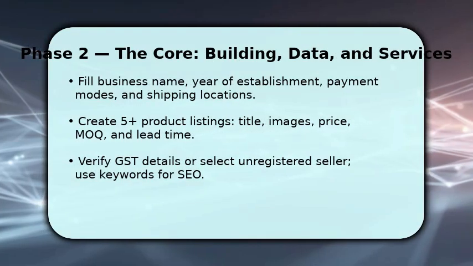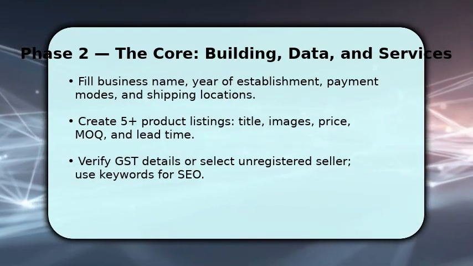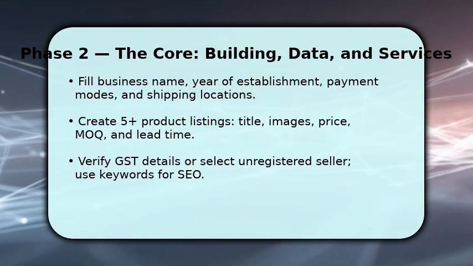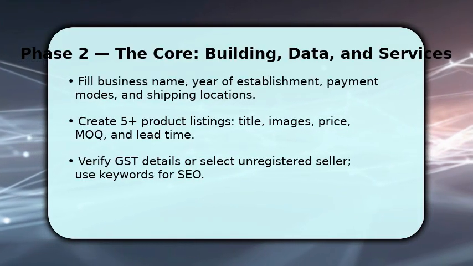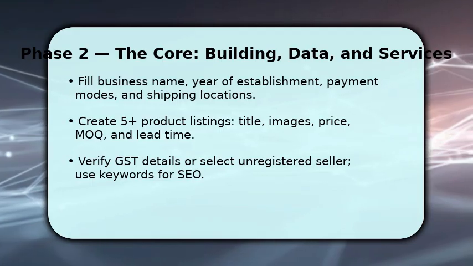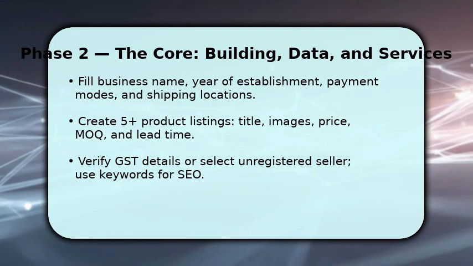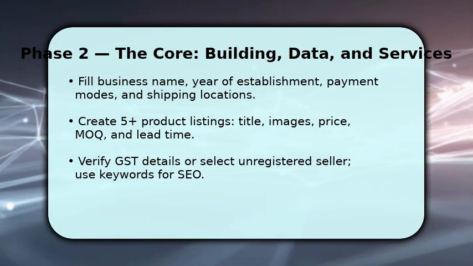You'll now complete the business profile fields thoroughly because accuracy improves buyer confidence. Add payment modes, shipping locations, and year of establishment. After that, create at least 5 product listings with clear titles, high-res images, price, MOQ, and lead time. Include SKU or model numbers.